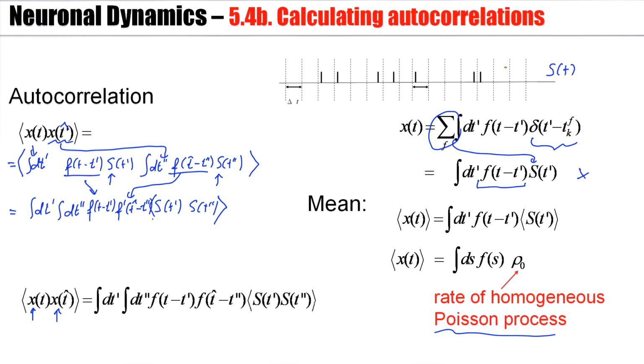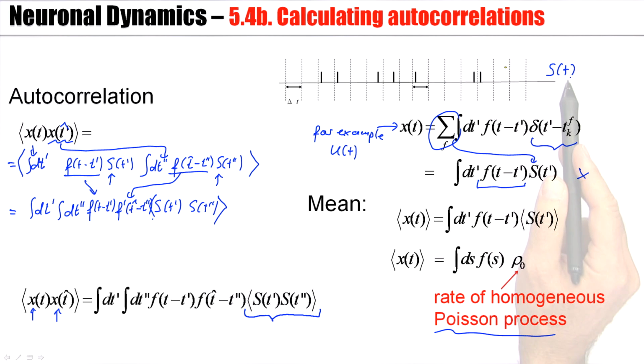Now x is some arbitrary signal here, but x could be my membrane voltage. So I could take U of t. If the membrane is a passive membrane, it can be described as a linear filter. Now there's one thing which appears here on the right-hand side, and that's the autocorrelation of the spike train.